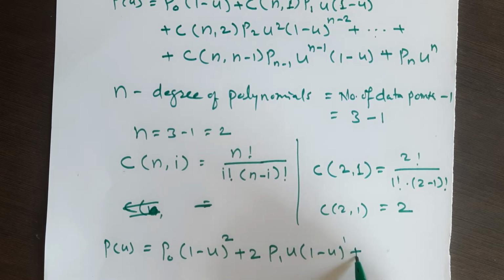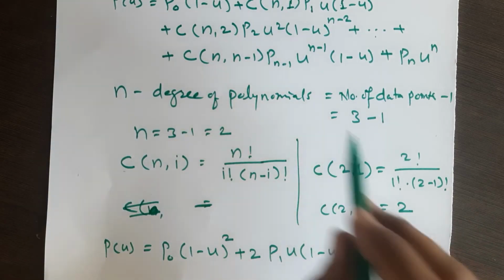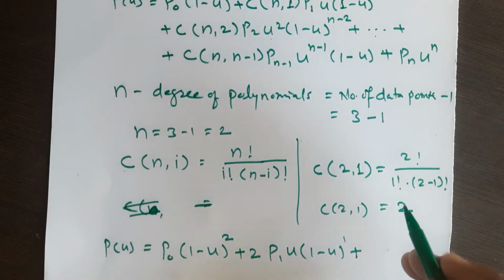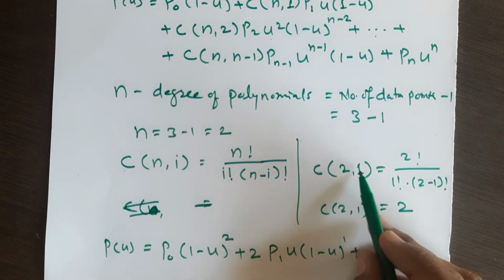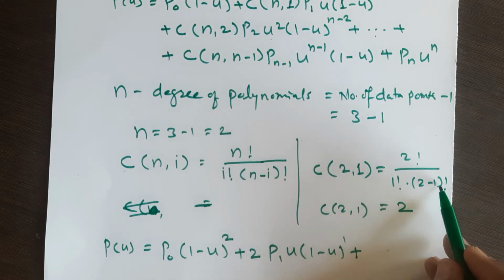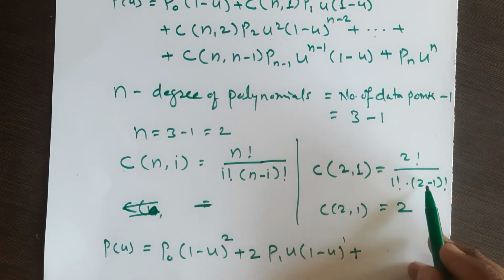Now plus the next term is C n comma 2, and 2 comma 2 is not there. Okay, because C n comma 2 P2 u square. So C n comma 2, if you are calculating 2 comma 2, so here I will be 2, so 2 factorial, and 2 minus 2 will be 0, 0 factorial, so it will become infinity. Something divided by 0 will become infinity.